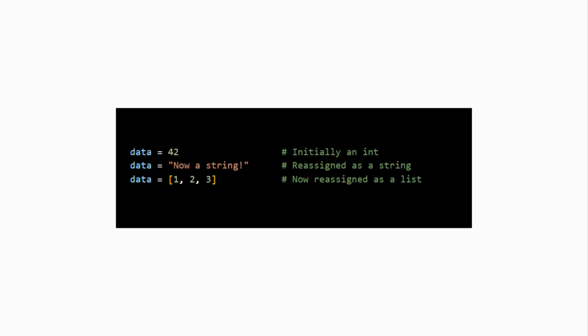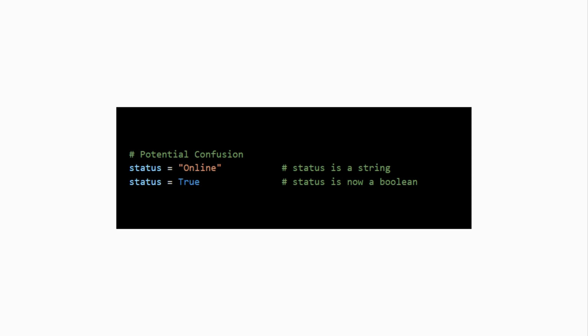With Python, you can easily change the type of a variable by reassigning a new value of a different type. This flexibility makes Python incredibly adaptable for fast coding. For example, you might start by declaring data as an integer, but later reassign it as a string, and even turn it into a list. This freedom makes Python ideal for quick prototyping, as you can easily adapt your variables as the program's needs change. However, it can also lead to type confusion in larger projects. If variables switch between types often, like status = "online", changing to status = True, it can make the code harder to follow and debug.